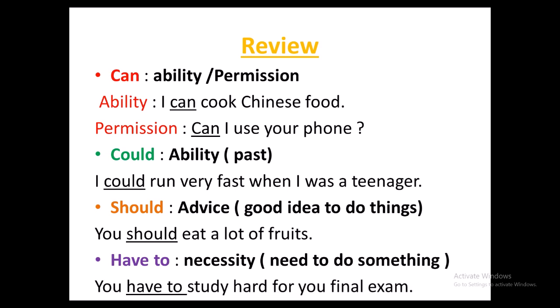Example, you have to study hard for your final exam. I'm sorry for the word. Okay, that should be your, okay, for final exam. That is your final exam. Sorry for that one. So you have to study hard for your final exam. Otherwise, you will fail a final exam. So this is very important and something you need to do.